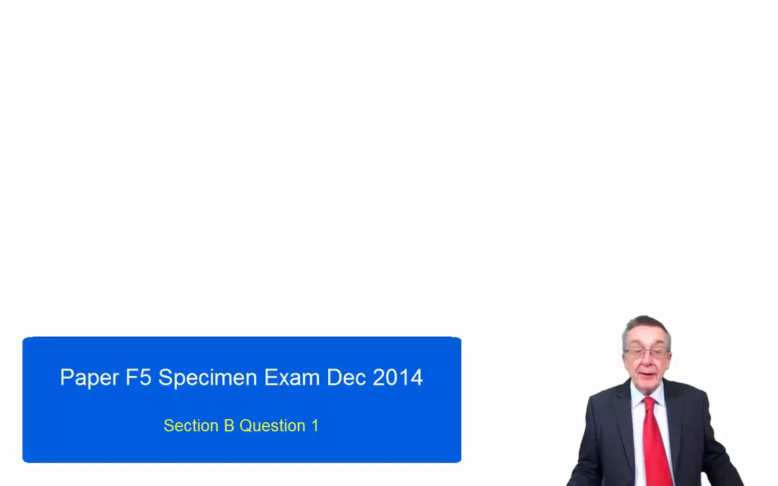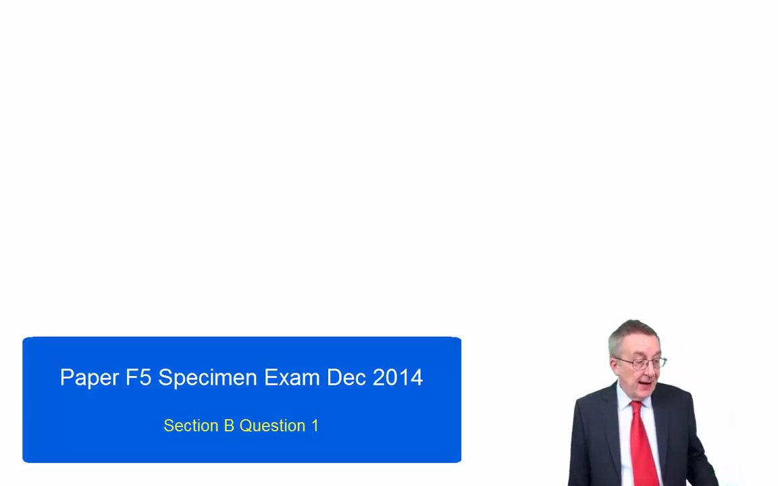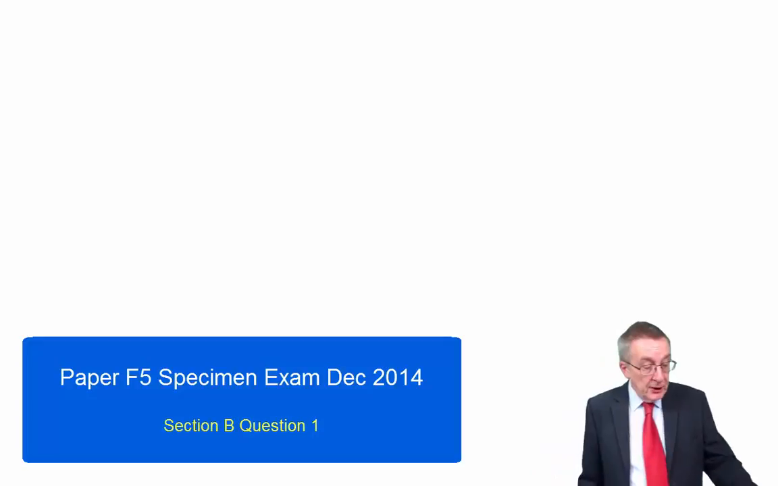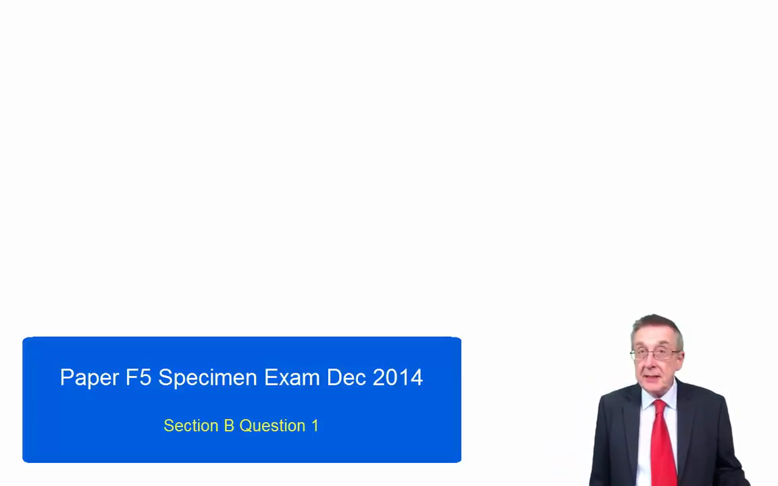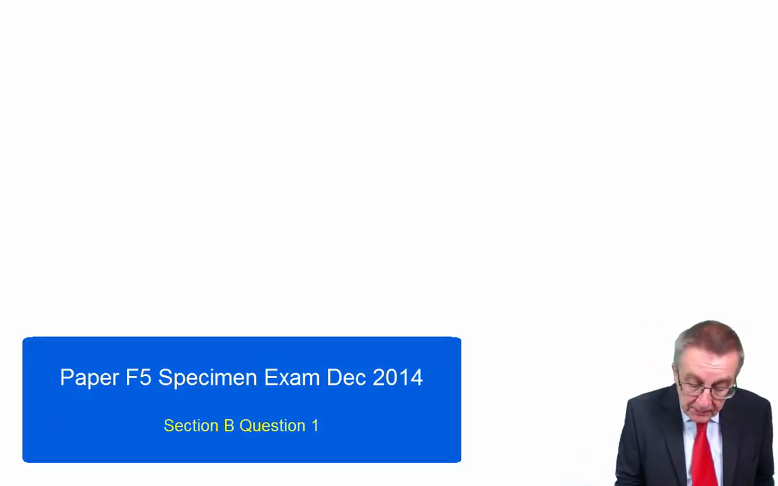Okay, well, we've been through the multiple choice questions on the specimen paper for paper F5. But if you haven't already done so, do make sure you've printed it out from the ACCA website, then you can check with me. But we're now going to start going through section B.